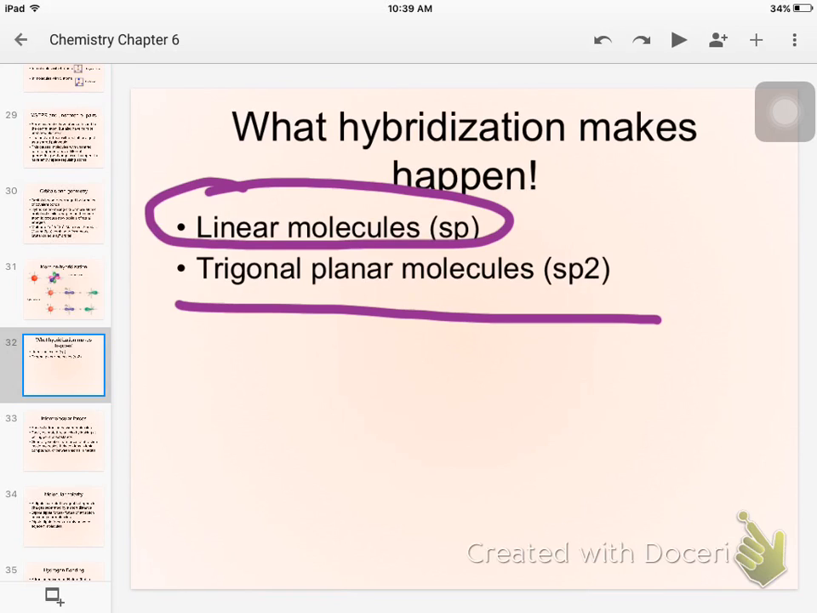So how do you get a caltrops? How many orbitals have to be participating here? 1, 2, 3, 4. So what kind of hybridization would that be? And we call that tetrahedral.